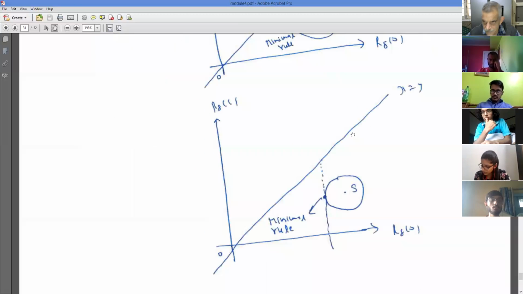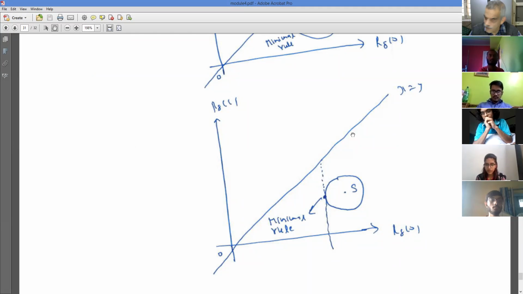Sir, while plotting this risk set, we are saying that we are technically varying the delta in R delta naught and R delta 1. We are taking different estimators. So if we take a larger set of estimators, our risk set may change also, right? This set will always be a convex set. And I have said that given any convex set, you can always construct a decision problem for which the given convex set is a risk set.